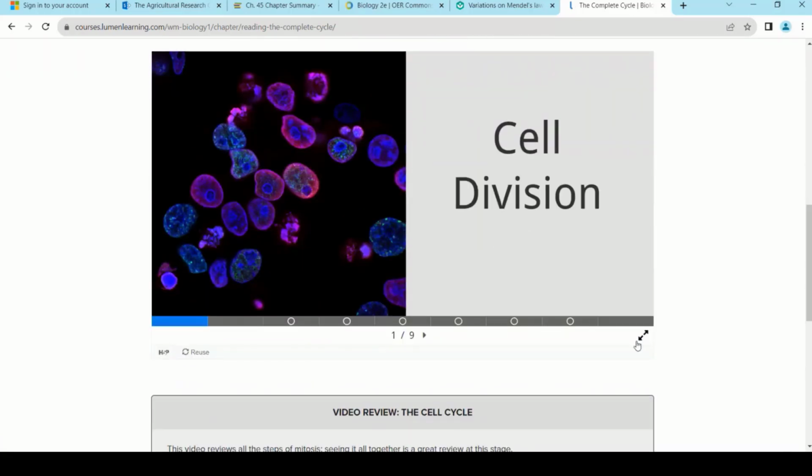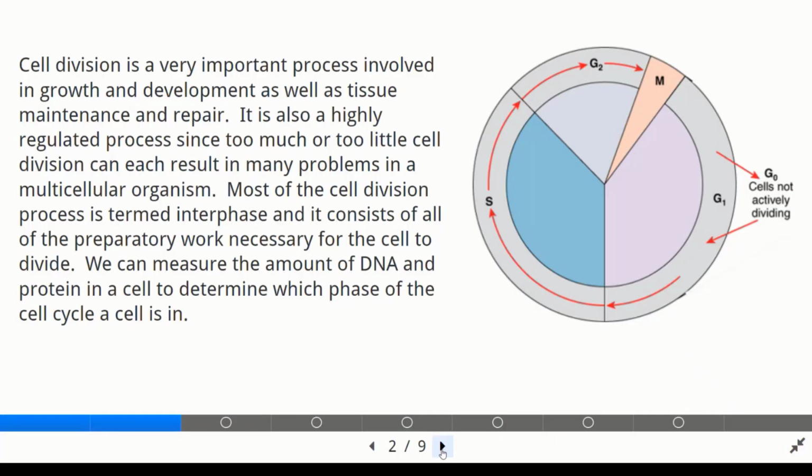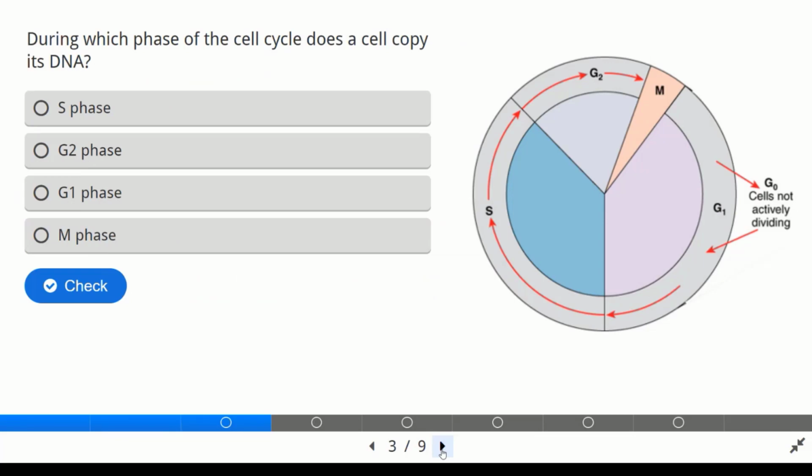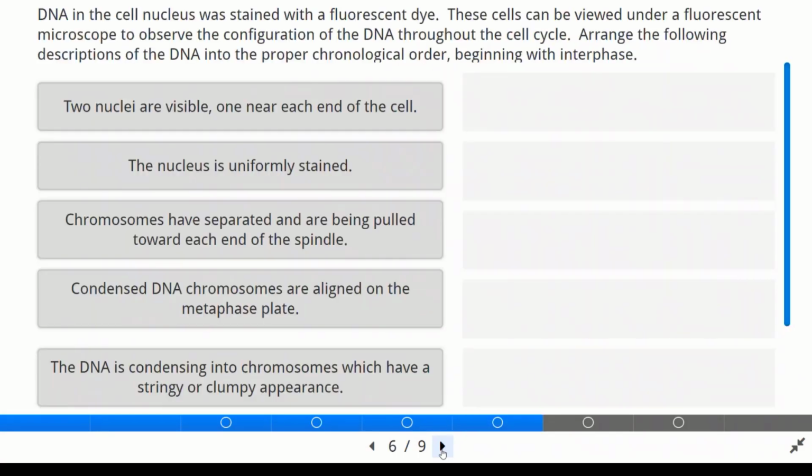Then cell division. Cell division is important. We're going to talk about cell division. It's a very important process in growth and development, as well as tissue maintenance and repair. It is also a highly regulated process in which most of the cell division process is termed interphase and consists of all the preparatory work necessary for the cell to divide. We can measure the amount of DNA and protein in a cell to determine the phase of the cell cycle. You don't need to worry about these questions. The only thing that I just wanted to show you is what cell division is.